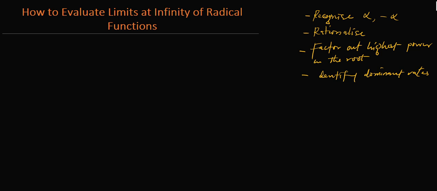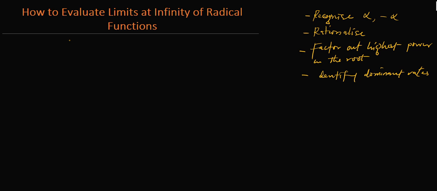In this video, we'll be discussing how to evaluate limits at infinity of radical functions. Please check out our other video on evaluating limits of radical functions, where we explain the concept of conjugate and how to rationalize. Now, in evaluating the limit at infinity of a radical function, recognize that its limit is at either plus or minus infinity. The next step is you rationalize.